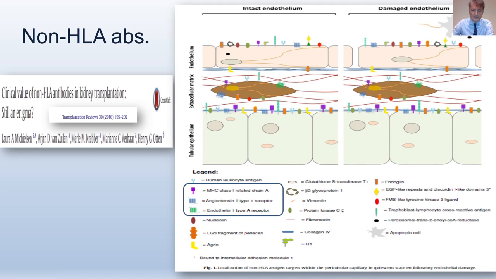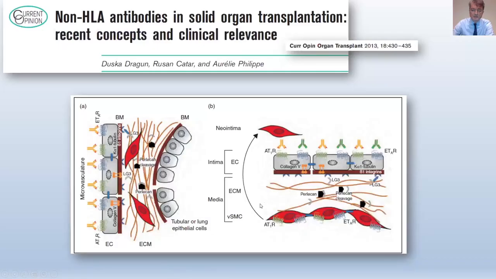Non-HLA antibodies are formed against several antigens. However, in the transplant setting, we are focused on three of them. One is MHC class I related chain A, so MICA. The second is angiotensin II type 1 receptor, and the third is endothelin-1 type A receptor. These antigens are present in different parts of the graft, vascular or not vascular, also in epithelial cells. So there is a variety of places where the damage can occur.